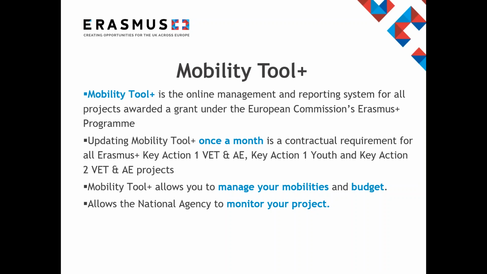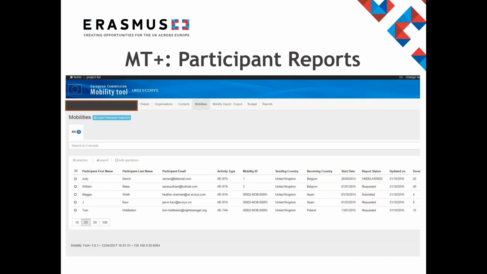So moving into the next slide. As you know, 100% of participant report submission is a contractual requirement. This means that all participants should submit a participant report in order to be eligible for funding. But how can beneficiaries check which participants have submitted their reports?